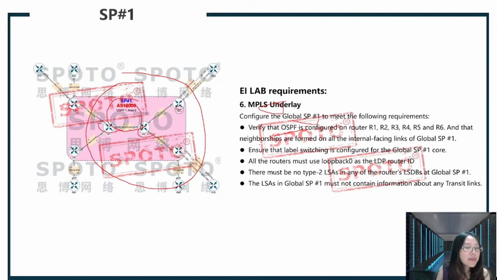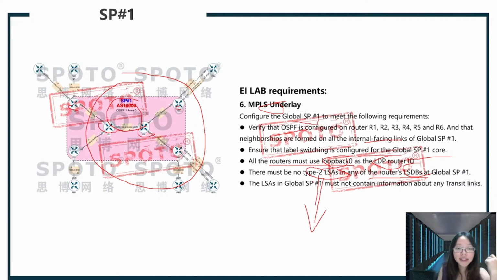And neighborships are found on all the internal facing links of global service provider 1. And we also need to ensure that MPLS LDP is configured for service provider 1. All routers must use loopback 0 as the LDP router ID, and there must be no type 2 LSA in any of the routers' LSDB. So, do you know what we need to configure?